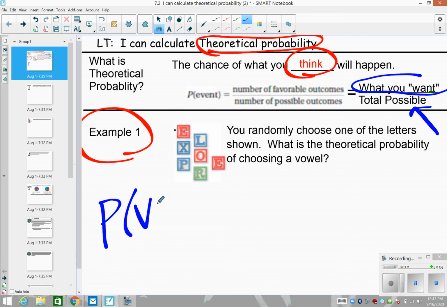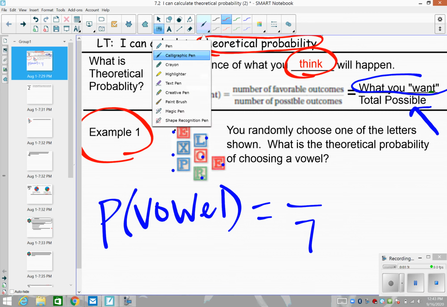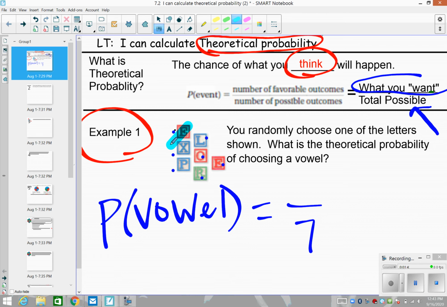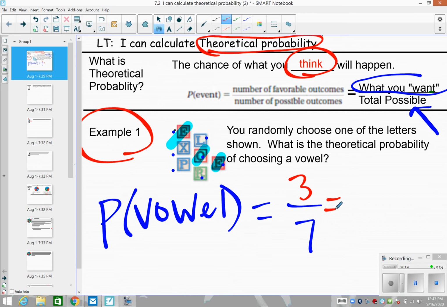So what's the probability that we get a vowel? This is the same question we had yesterday. Well, we have 1, 2, 3, 4, 5, 6, 7 letters. And how many of those letters are vowels? We would predict that we have a vowel there, vowel there, vowel there. So we have 3 out of 7 vowels. So what's the theoretical probability of choosing a vowel? I'm simply going to use division and get a decimal. 3 divided by 7 gives me 0.428.